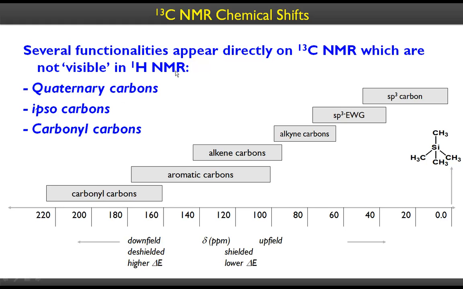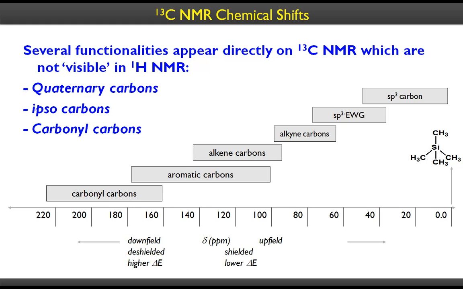So several functionalities appear directly in C13 NMR which are not visible in proton NMR. For example, you cannot see quaternary centers in hydrogen NMR because they don't have hydrogens, so there is no way you can see a quaternary carbon in a hydrogen NMR, because the hydrogens are responsible for the signals, right?